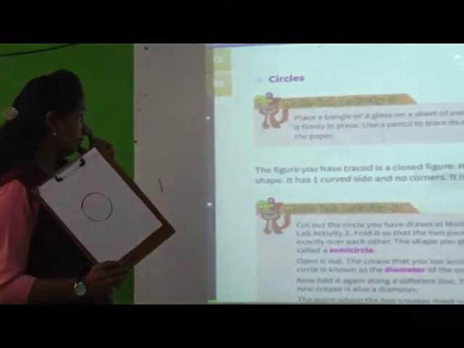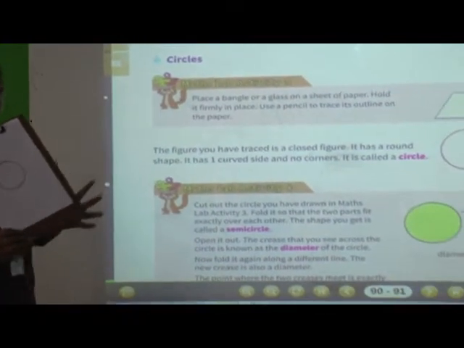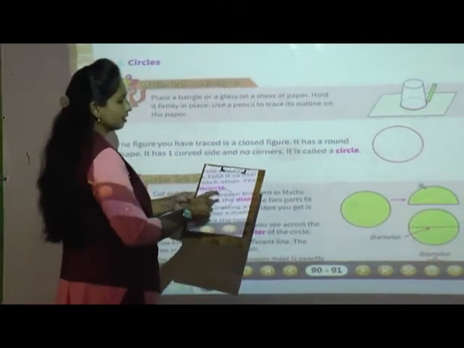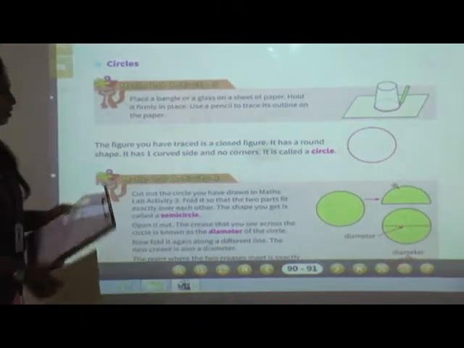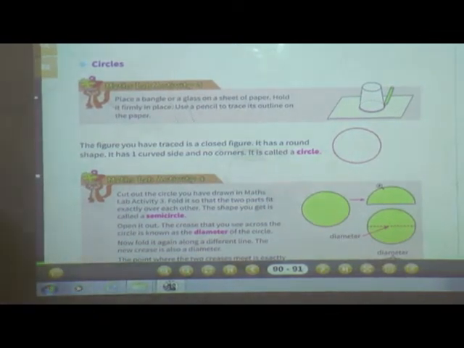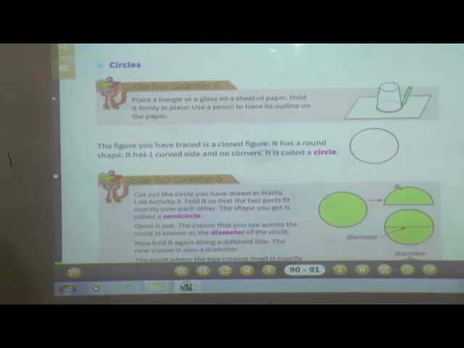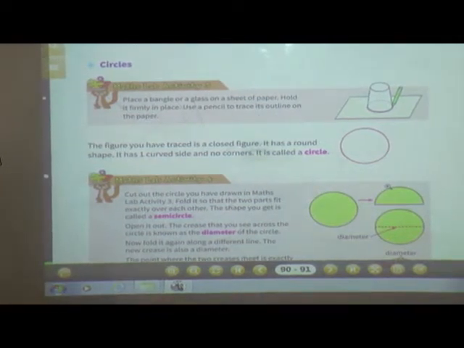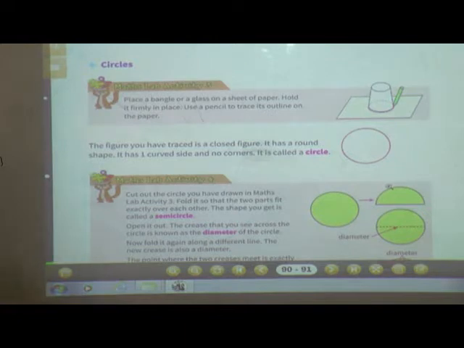Now, the figure you have traced is a closed figure. It is a closed figure and it has a round shape, isn't it? Yes, it has a round shape and it has one curved side and no corners. So it is called a circle.